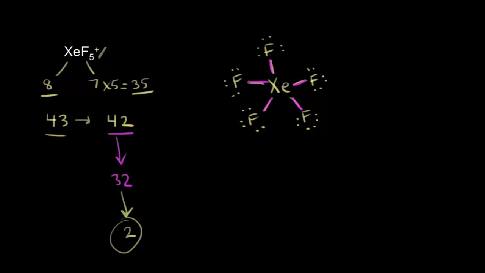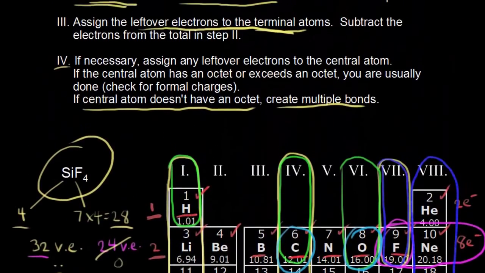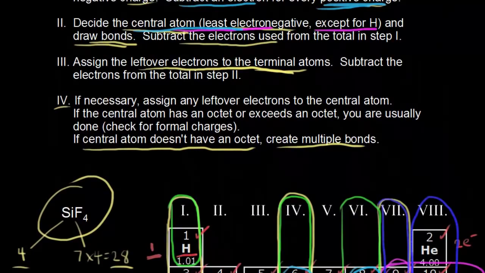We haven't had this situation before. Let's go back up to the guidelines to refresh your memory on what we do when we have leftover electrons after step 3. So we get to step 4 here. If necessary, and in this case it is, we're going to assign any leftover electrons back to the central atom this time. And if the central atom has an octet or exceeds an octet, which is what we have in this example, you are usually done. And we're not going to worry about formal charges in this video. I'll talk about them in the next video.